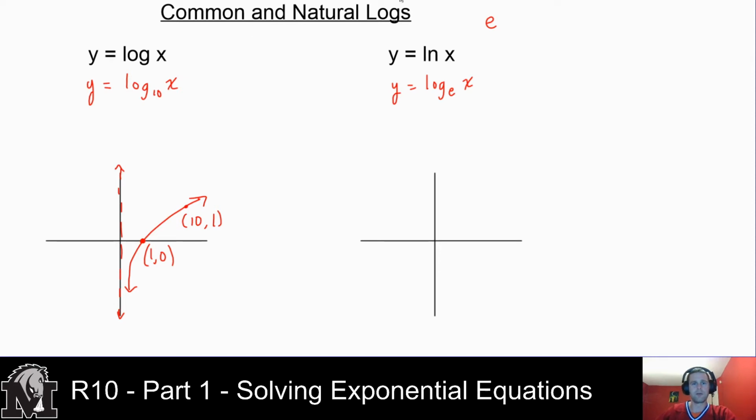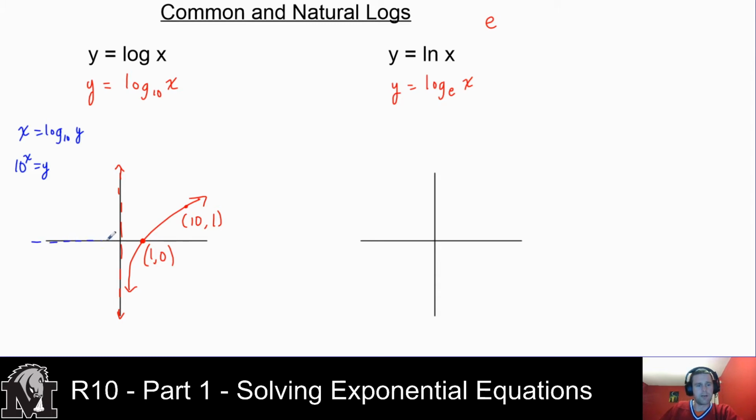If you have trouble remembering what the coordinates of these points are, you can just remember that logarithms are the inverses of exponential functions. So if we switch x and y here, so we say x equals log base 10 of y, what we can do is put this base over the other side and get an exponential equation. So 10 to the power x is equal to y. And then we could sketch that.